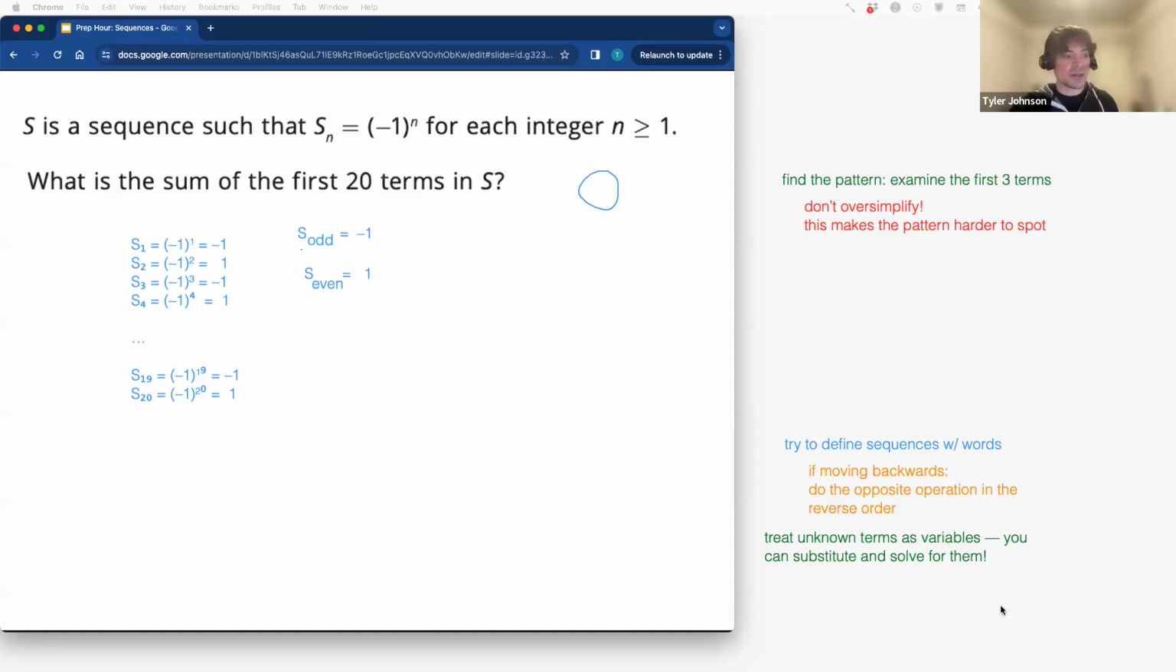Okay, one last sequence problem. It's kind of a doozy. See if you can figure out the pattern here. And then we'll do a little recap about what we discussed today. Here it is.